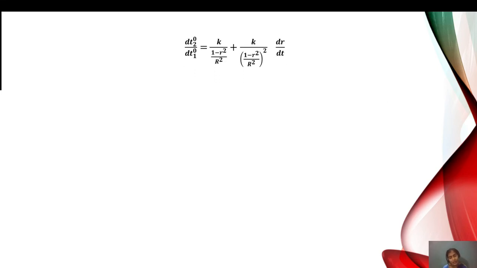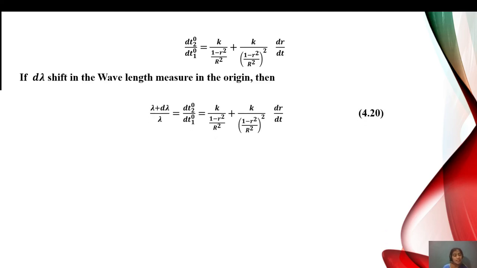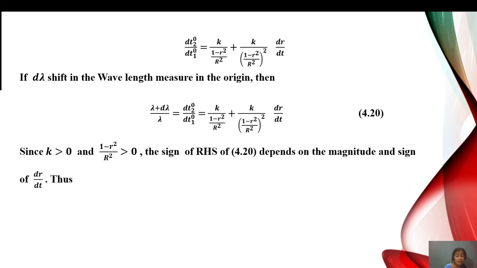When balancing the condition, solving the equation and dividing both parts, that is dt2 0 upon dt1 0, the equation is generated in this form. If d lambda is the shift in the wavelength measured at the origin, then lambda plus d lambda upon lambda is given by this equation. If k is greater than 0 and 1 minus r square upon capital R square is also greater than 0, then the right hand side depends on the magnitude and sign of dr upon dt. If dr upon dt is greater than 0, then the right hand side is positive, that is, lambda plus d lambda upon lambda is greater than 0.